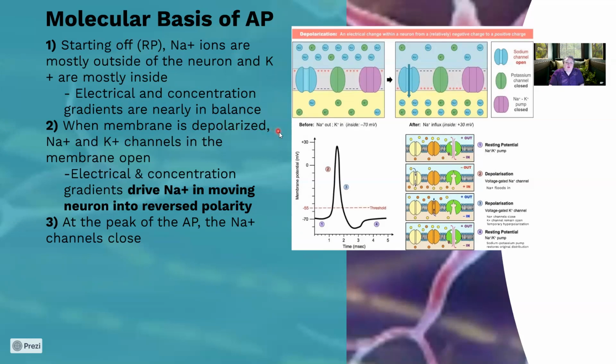And then if that neuron gets a stimulation or an electrical signal, that membrane can become depolarized. And if it reaches the threshold of excitation, those sodium and potassium channels in the membrane are going to open up, and the electrical and concentration gradients are going to drive sodium into the neuron into a reverse polarity. So reverse meaning it's going to go from negative to positive. At the peak of the action potential, the sodium channels will close.